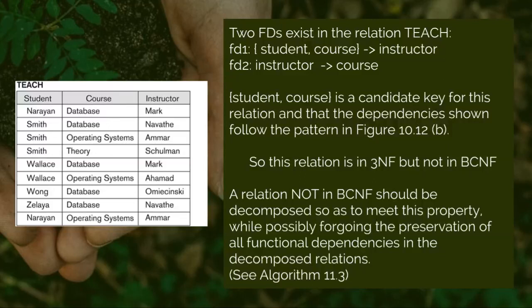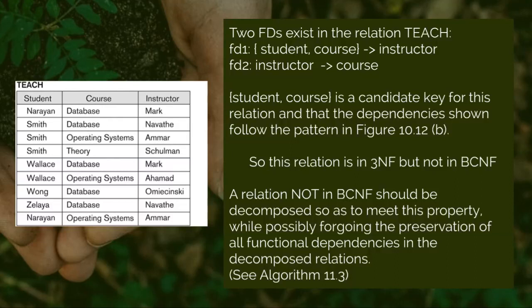In this example also we have a relation called TH. Student, course and instructor are the attributes, and there's a functional dependency: student and course determine the instructor. Another functional dependency is instructor determines the course. The student and course is a candidate key for this relation, so those are the dependencies that we can find. And this relation is in 3NF but not in BCNF.